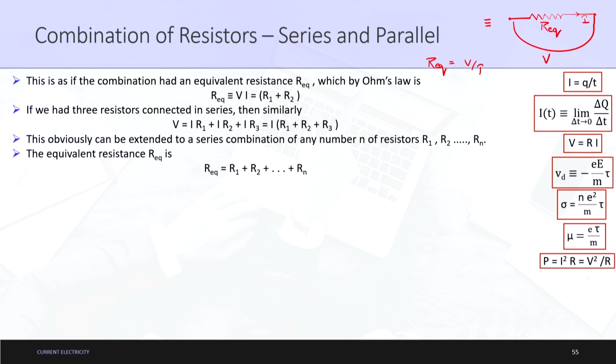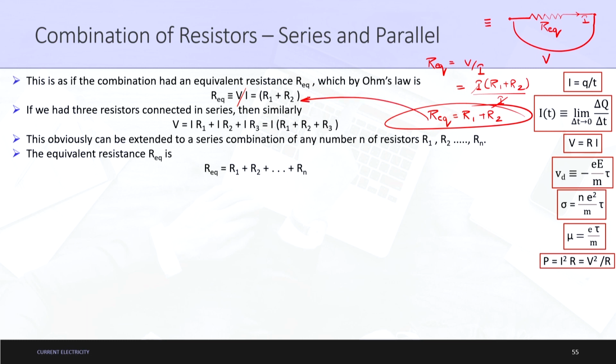And therefore the value of voltage in the previous slide was I into R1 plus R2, divided by I, and the I gets cancelled. Therefore R equivalent is nothing but R1 plus R2. This is the final formulation. Similarly, we can use this for 3 resistors, 4 resistors and more.